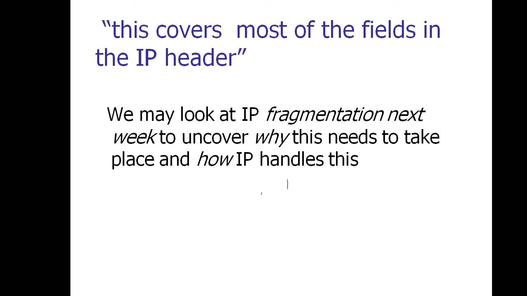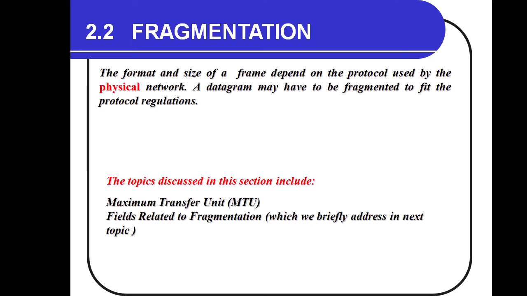What I've done so far is to look at most of the fields in the IP header, and I've explained their purpose and function. It involves being able to determine where the data starts, etc. So we're now looking at fragmentation, and the format and size of a frame depends on the protocol used by the physical network, because a datagram might need to be fragmented or reduced in size to fit the protocol regulations. So first of all, I'm going to talk about the MTU.